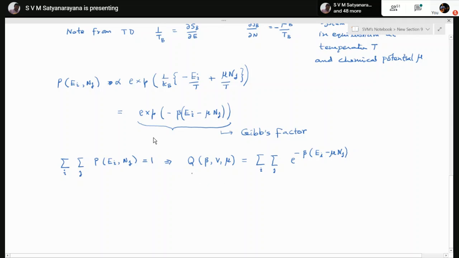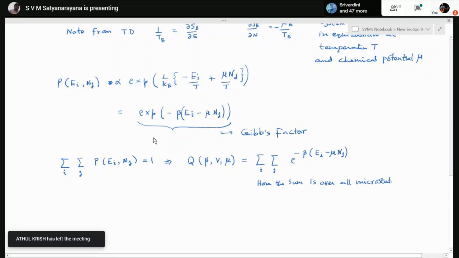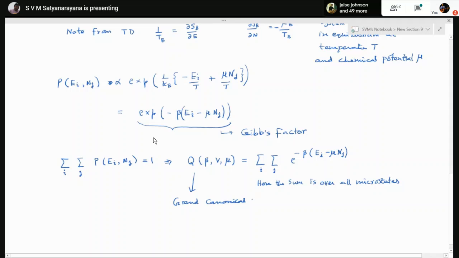Okay, so here the sum is over all microstates, independent of whether they have the same energy or the same number of particles. List all the microstates and take the sum over all microstates. If you do that, this particular quantity is called the grand canonical partition function, or sometimes we call it simply the grand partition function.